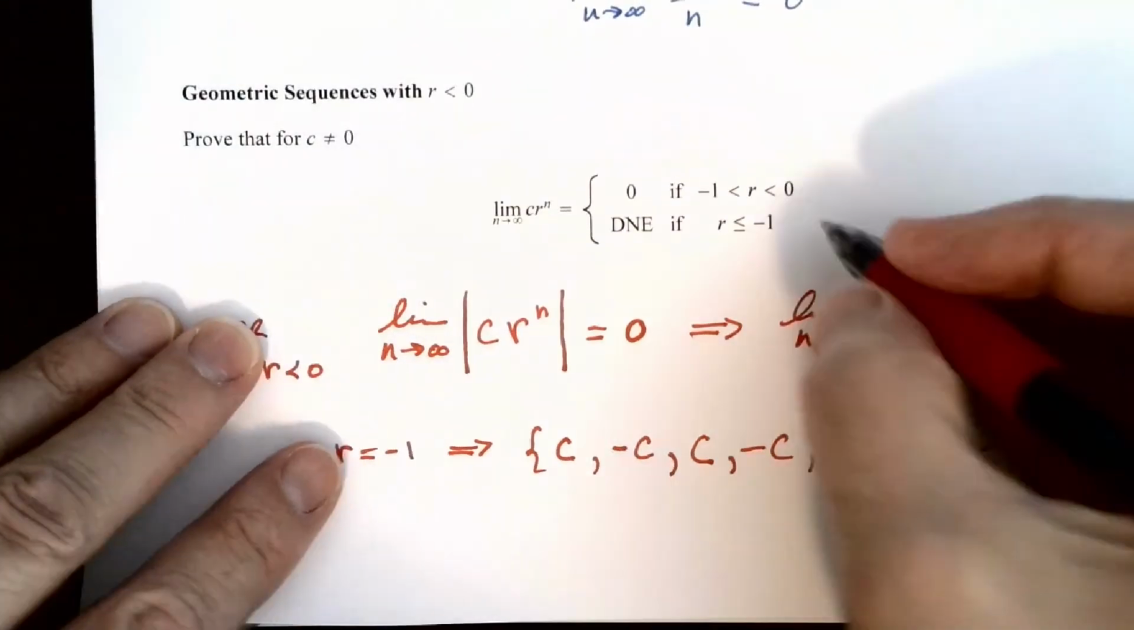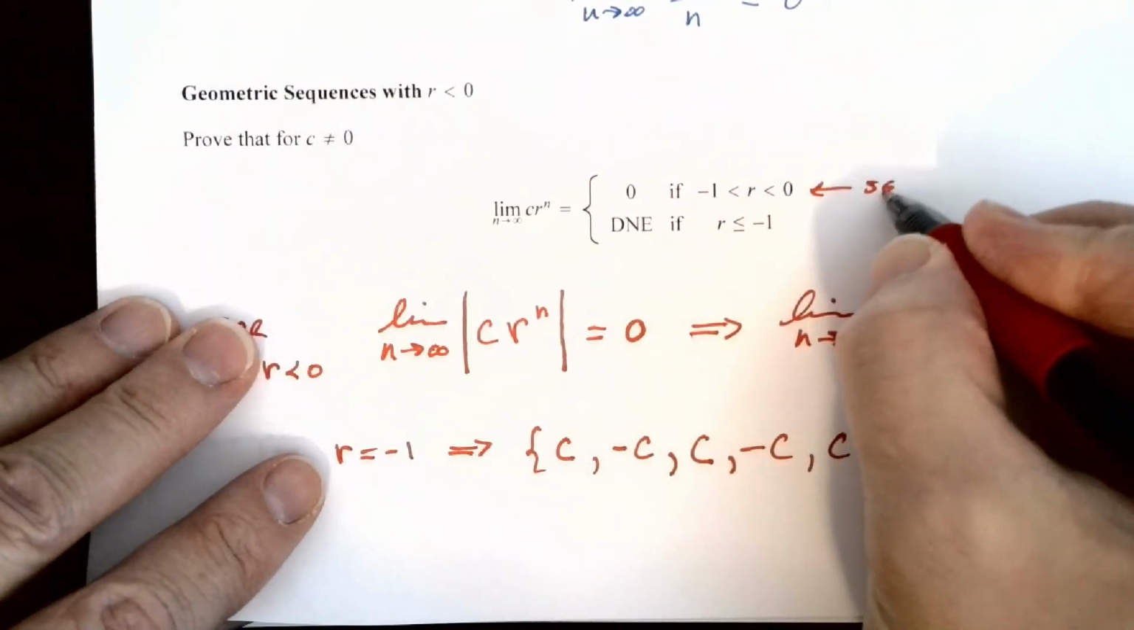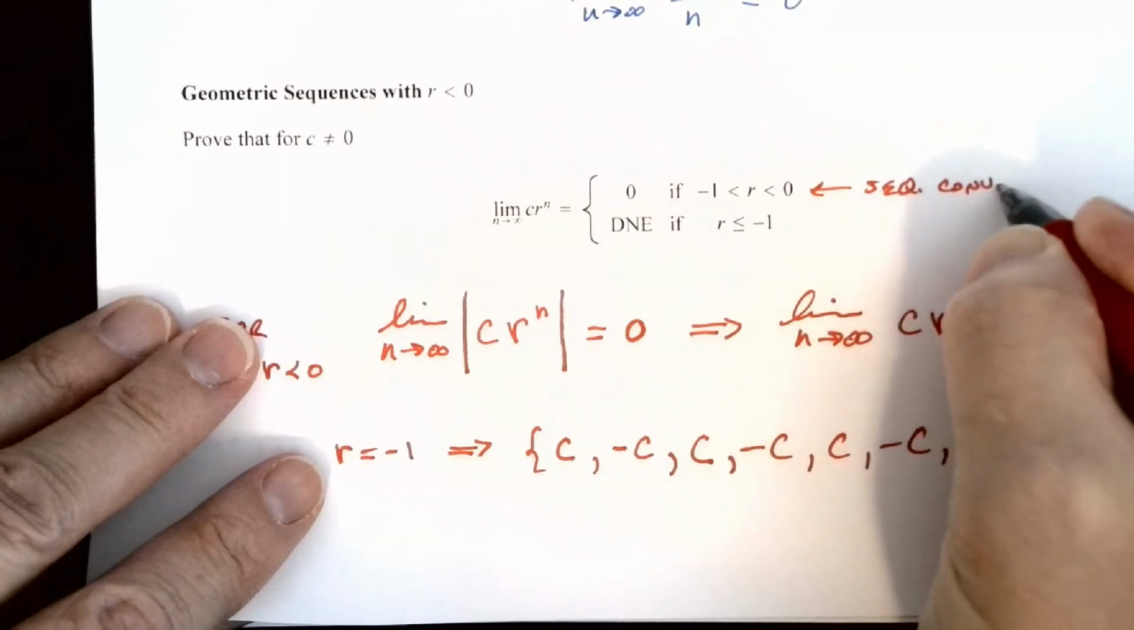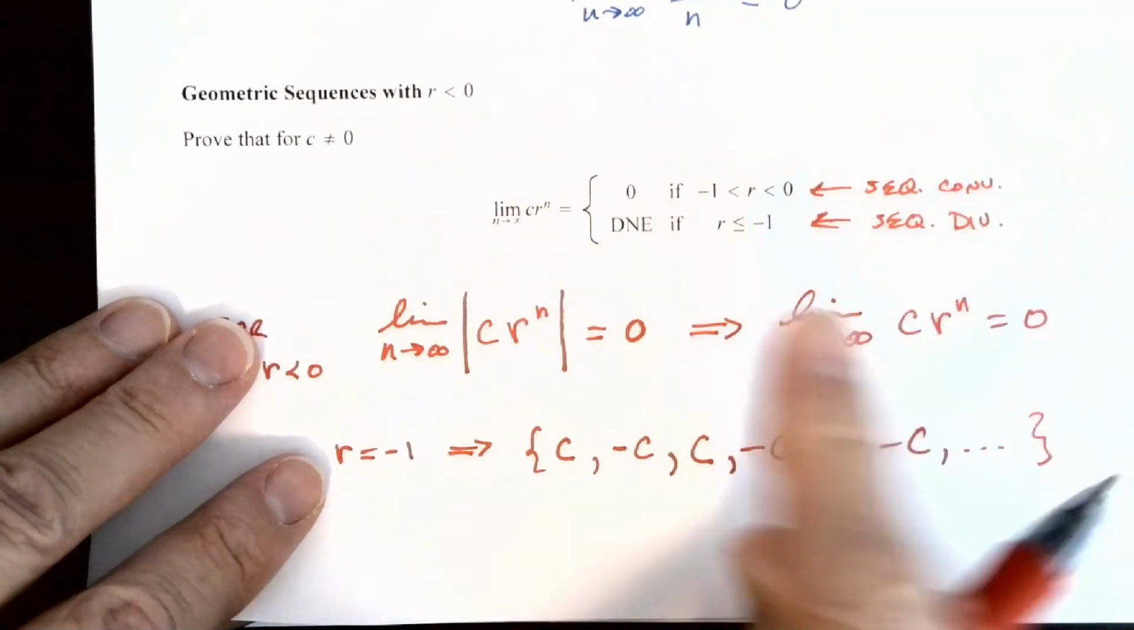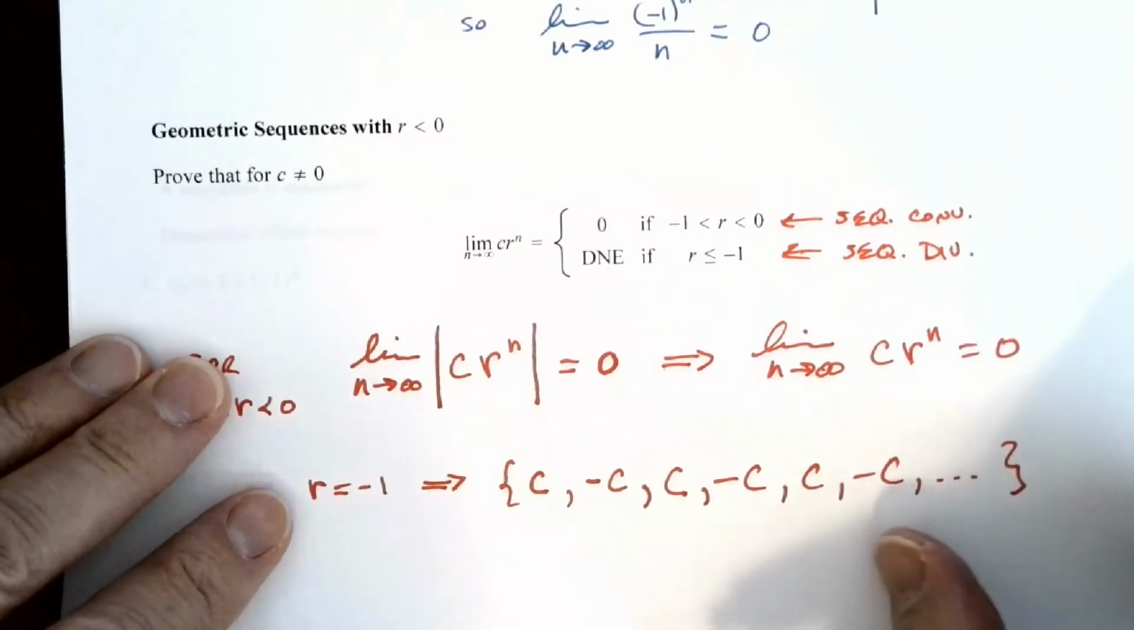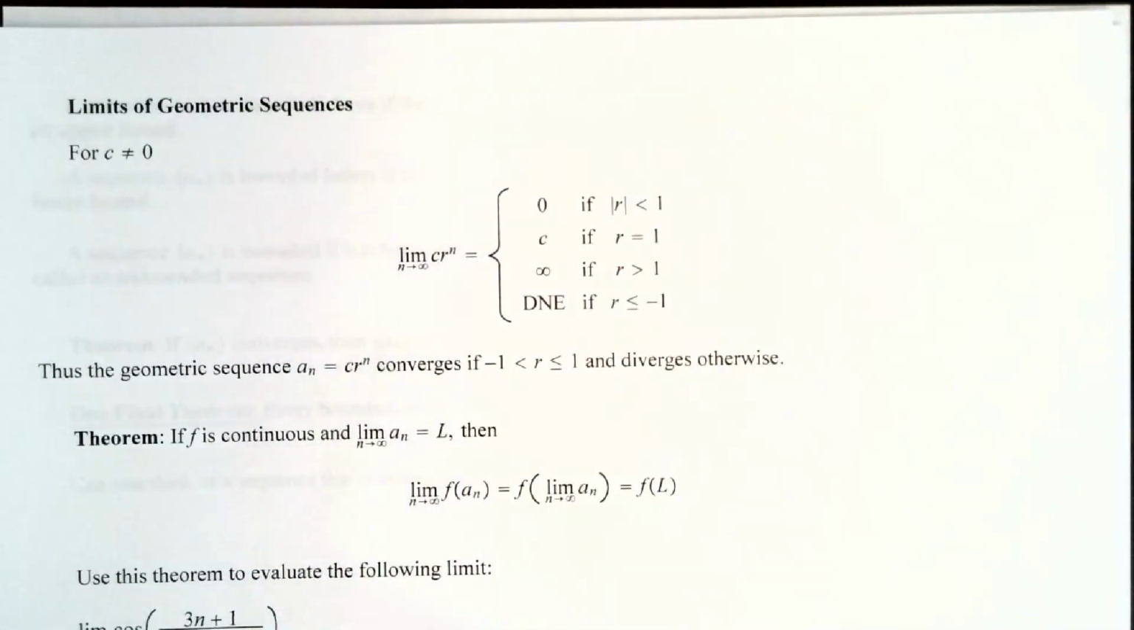Okay, so putting all that together, we have the following. Again, notice the sequence is convergent here, and the sequence is divergent here. So I'm going to connect this with the cases when r is greater than or equal to 0 that we looked at, and here's the full story for geometric sequences.